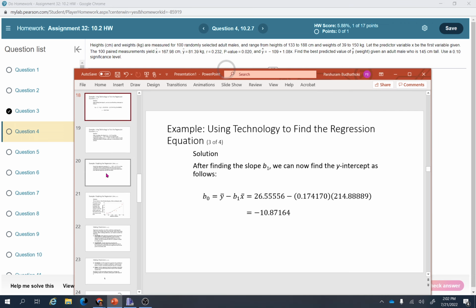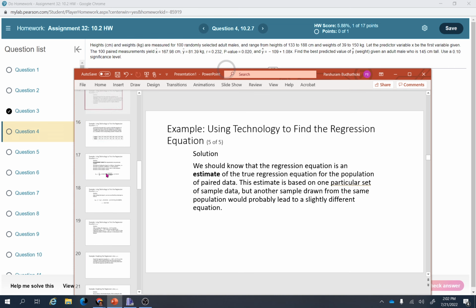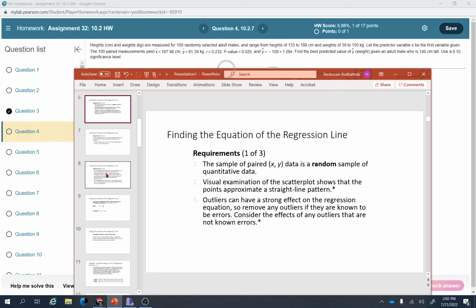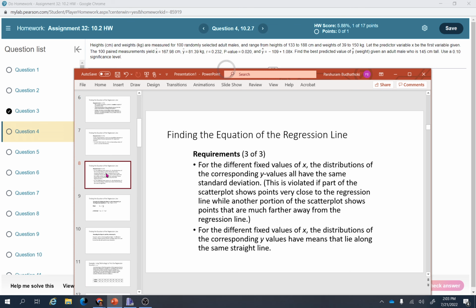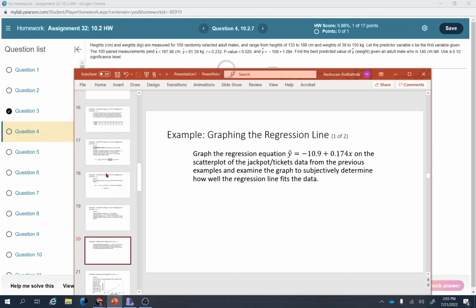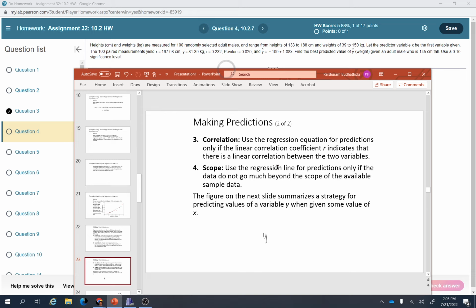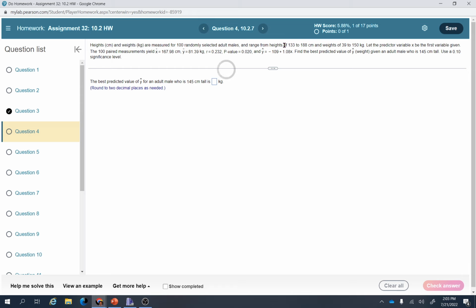If you check the requirement we went over here, it's not an outlier, it should be inside the range. Number 4: use the regression line for prediction only if the data do not go much beyond the scope of available sample data. So this 145 centimeters is inside the scope of the sample data, so we can use this linear regression.